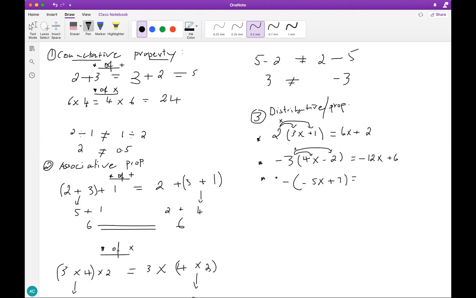What does this mean? When you see a negative, parentheses, something inside, what does that mean? Or how do you distribute this expression?